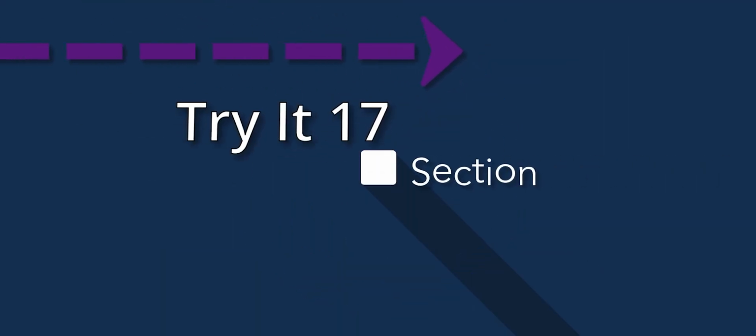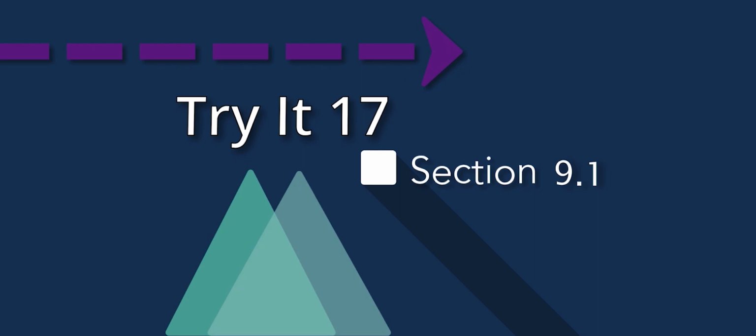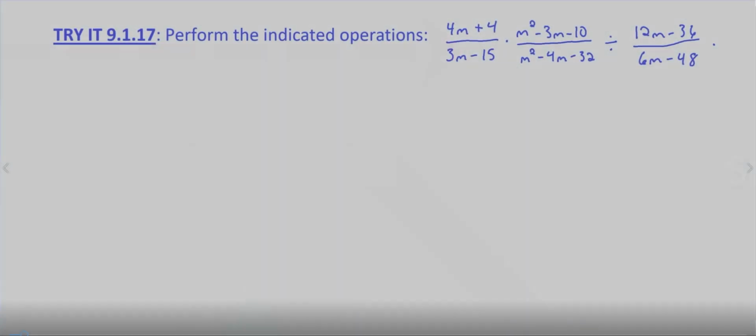In typical fashion, we're looking at more and more complex, more complicated problems, but in each one, the process is the same. We just need to break it up into parts. With this problem, we're asked to perform the indicated operations. We have a rational expression times another rational expression divided by another rational expression.